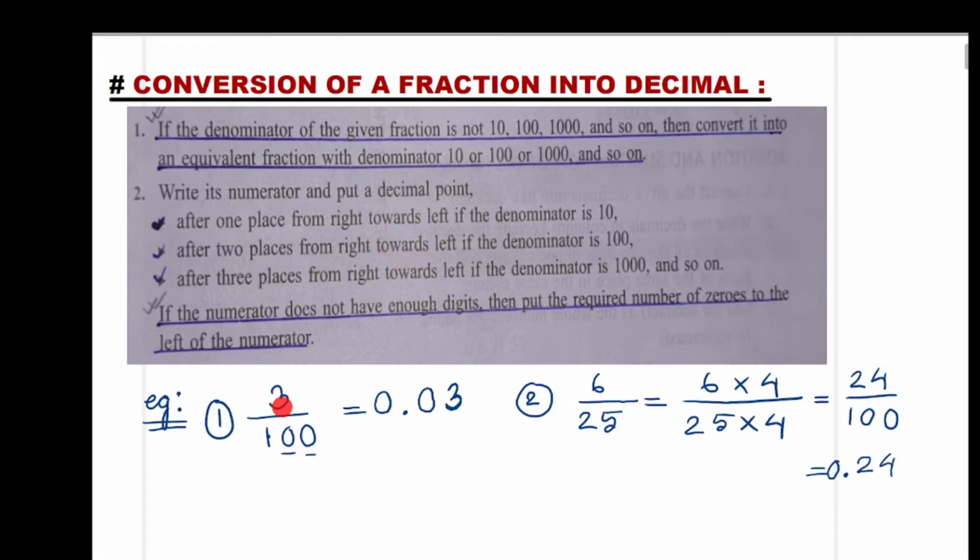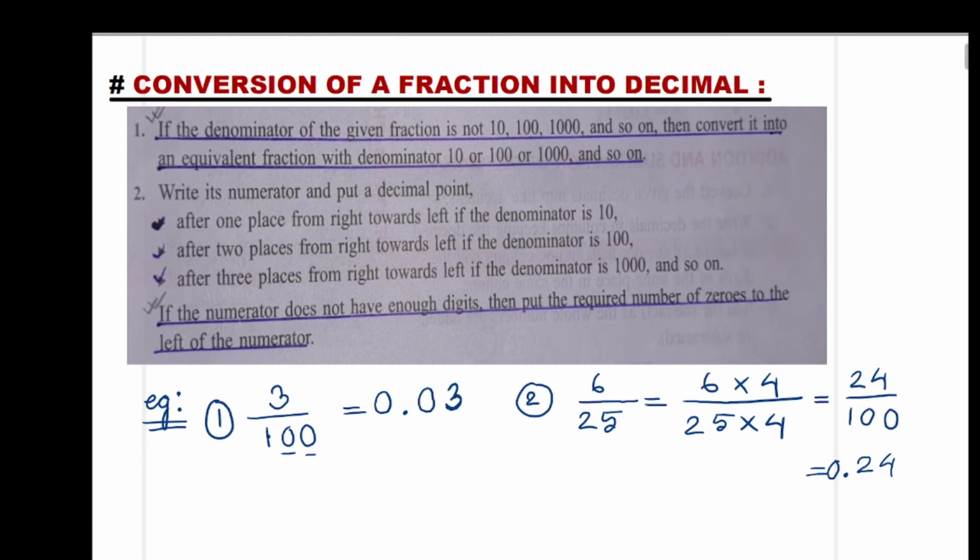Say here it is 3. I have written 3 here, but how many zeros? 2 zeros. That means before the 2 digits we have to put the point, but we do not have that many digits. So to make it 2 digits, we have to put a 0 before the number.